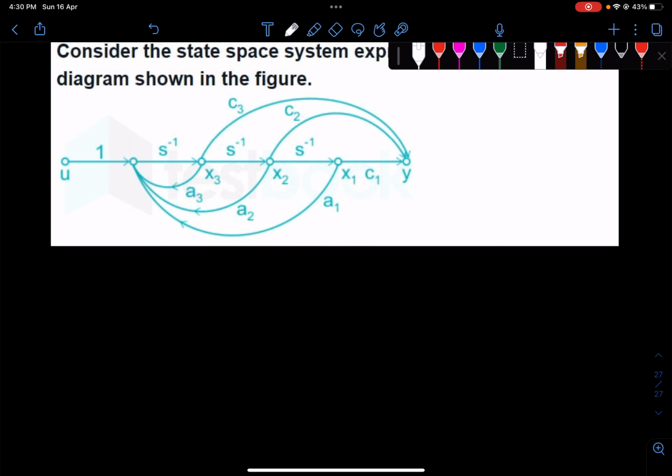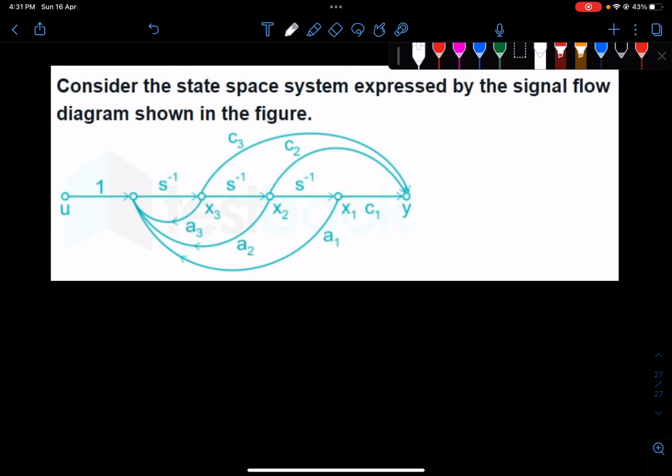Here they have given, I told you how many variables there are. 3 variables between u and y. How many nodes are there? 4 nodes. 4 minus 1, so 3 state variables. First you start with x3 dot, then x3 is equal to x2 dot, and x2 is equal to x1 dot, and x1 equals x1. So finally we end up with x1.